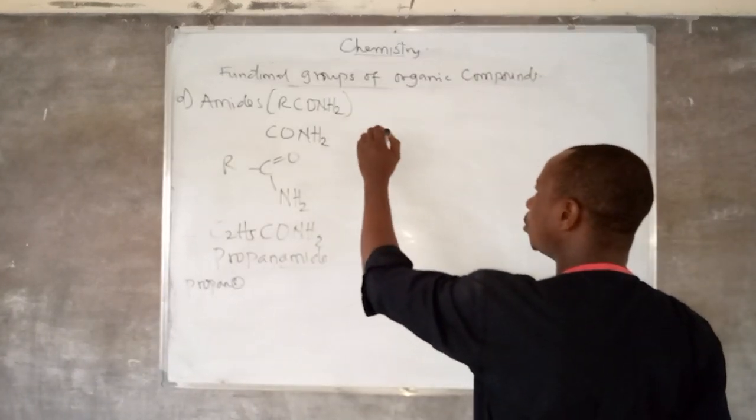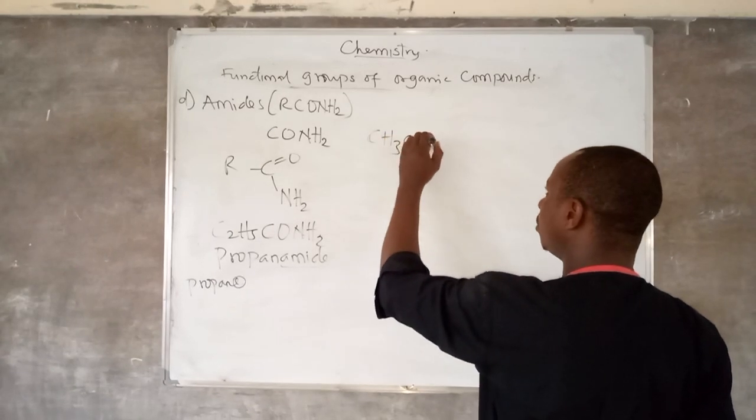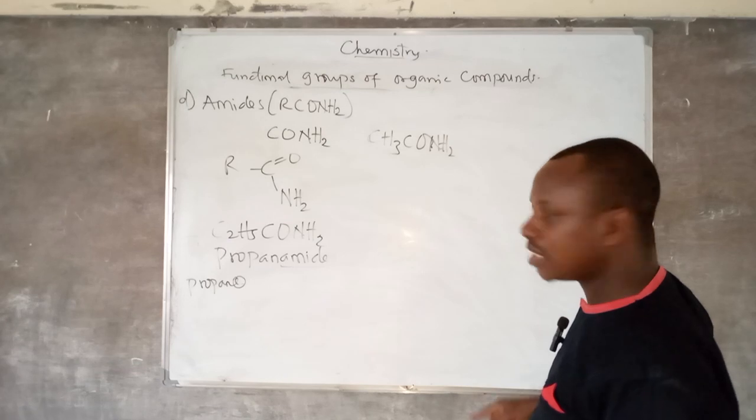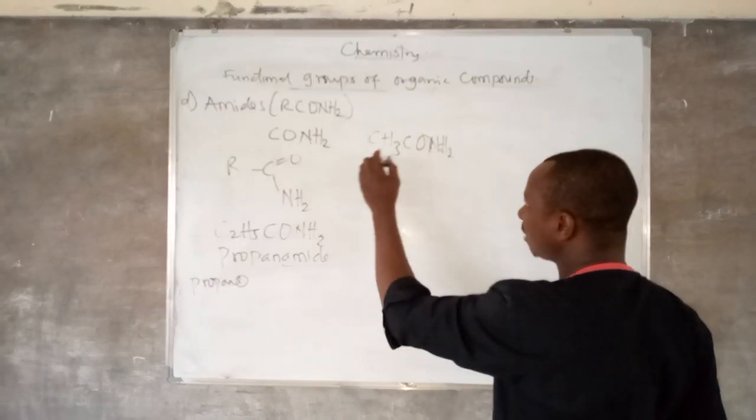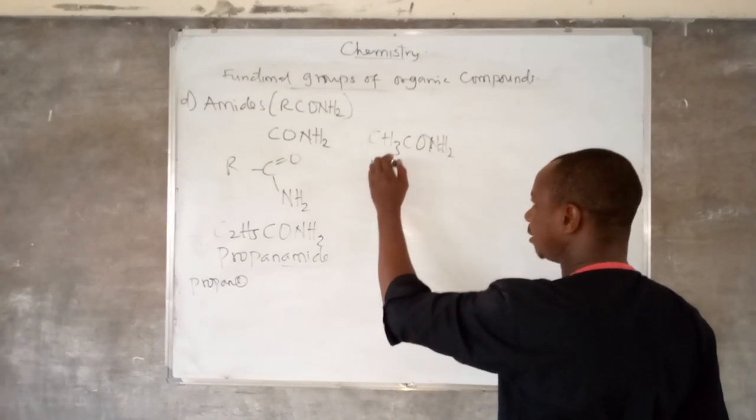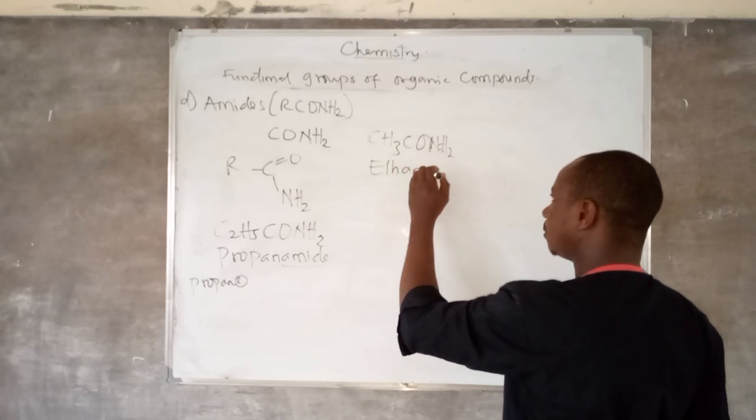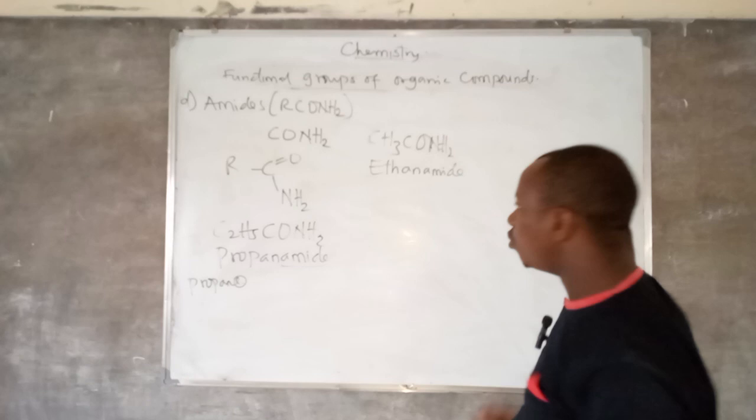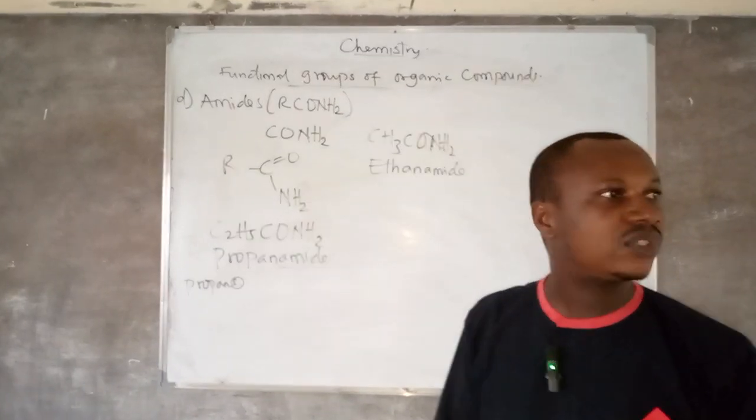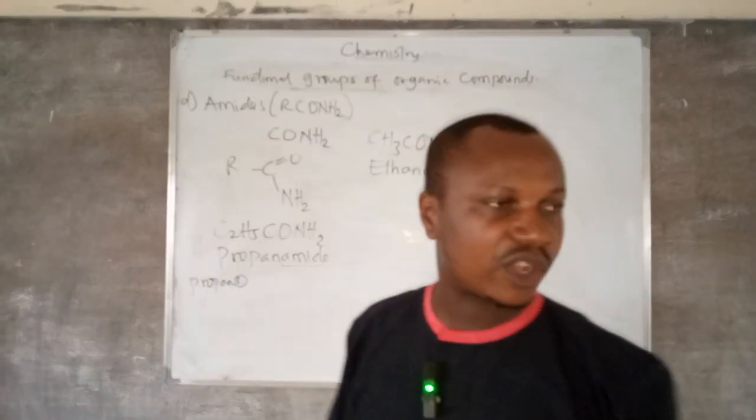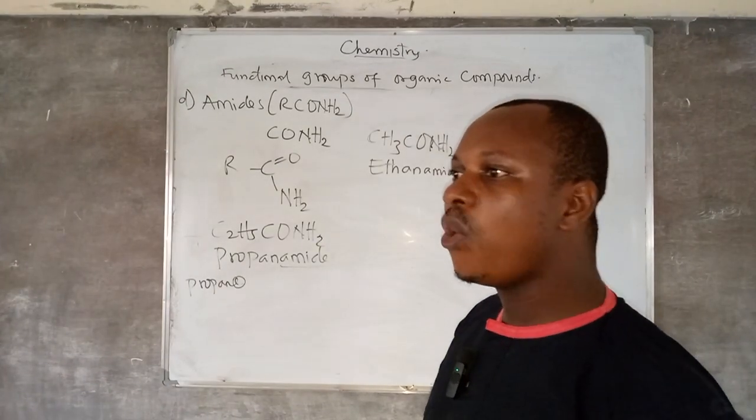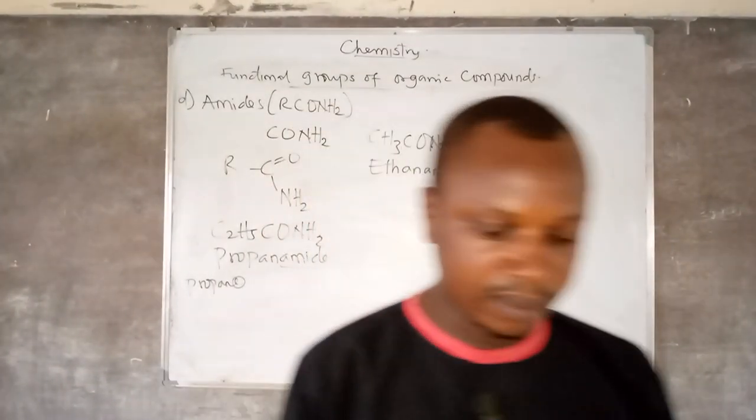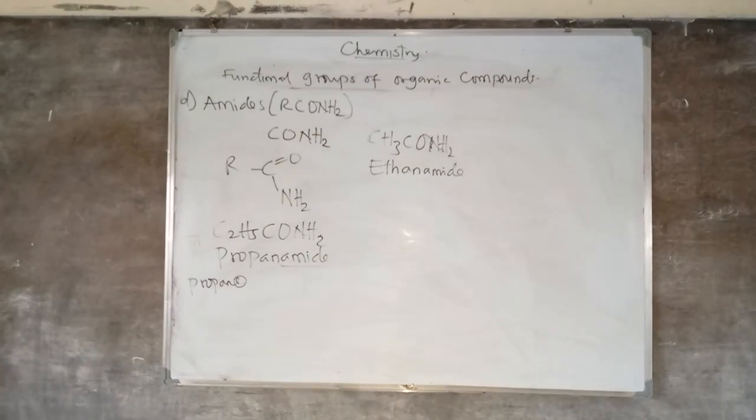Example 2, CH3CONH2. How many carbon atoms does it have? It is just ethanamide, because it has only 2 carbon atoms, 1 and 2. So anywhere you see CONH2 in the formula of a compound, take your mind to amide. That is where it belongs.